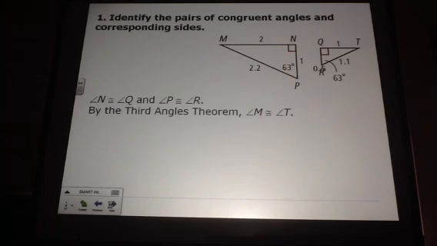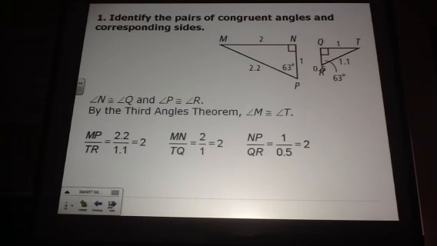Now we've got to look at the sides. Well, we have MP over TR, which is going to give you 2.2 over 1.1, simplifies to 2. Then we have MN, which corresponds to TQ, 2 over 1, which simplifies to 2. And then NP corresponds to QR, 1 over 0.5, which simplifies to 2. So all corresponding sides are proportional.